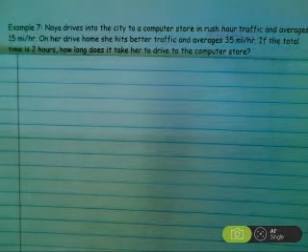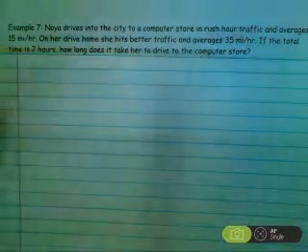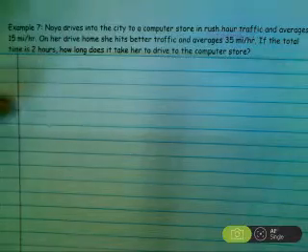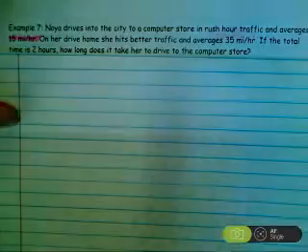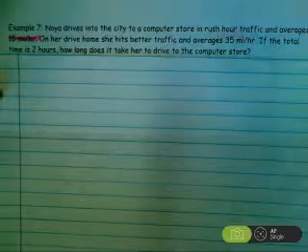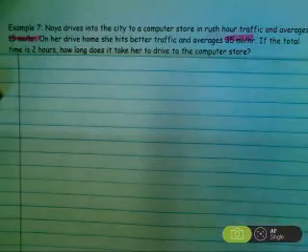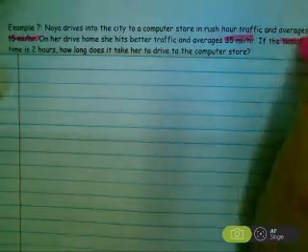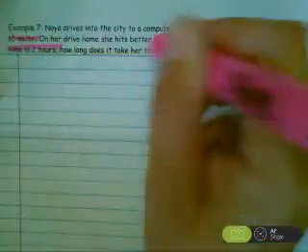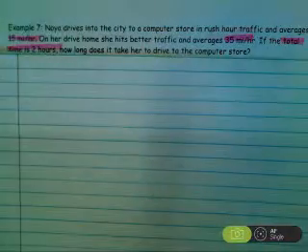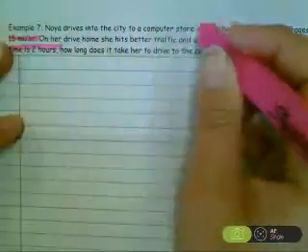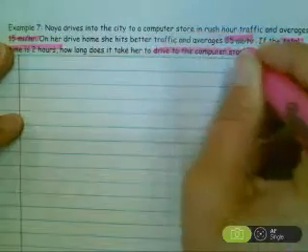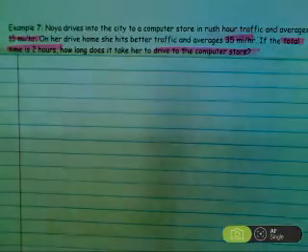Noya drives into the city to a computer store in rush hour traffic and averages 15 miles per hour. On her drive home, she hits better traffic and averages 35 miles per hour. If the total time is 2 hours, how long does it take her to drive to the computer store? So I'm looking for the time to drive to the store, not the time to drive home.